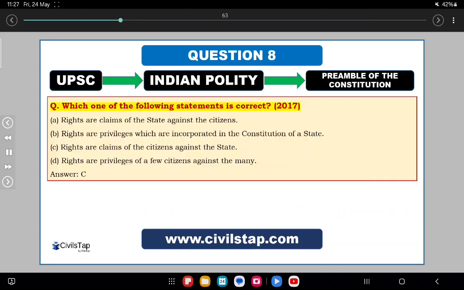Q2. Which one of the following statements is correct? 2017. A. Rights are claims of the state against the citizens. B. Rights are privileges which are incorporated in the constitution of a state. C. Rights are claims of the citizens against the state. D. Rights are privileges of a few citizens against the many. Answer, C.